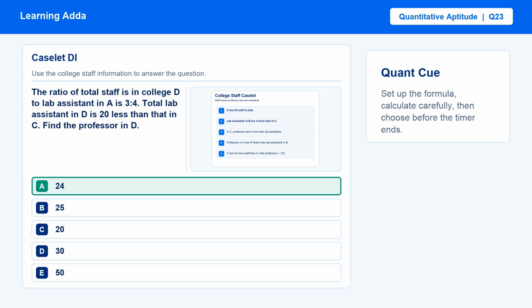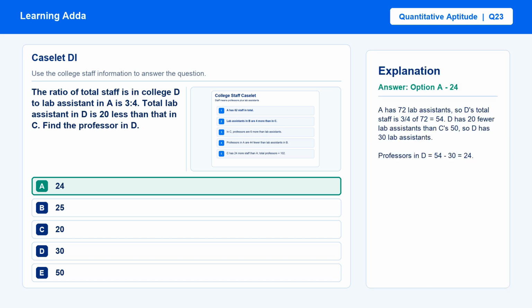The answer is option A, 24. A has 72 lab assistants, so D's total staff is 3/4 of 72, which is equal to 54. D has 20 fewer lab assistants than C's 50, so D has 30 lab assistants. Professors in D is equal to 54 minus 30, which is equal to 24.